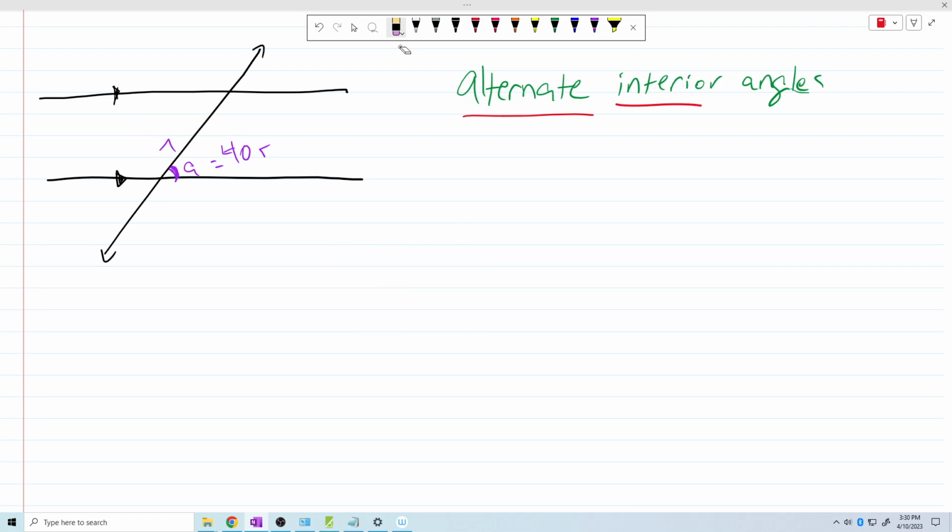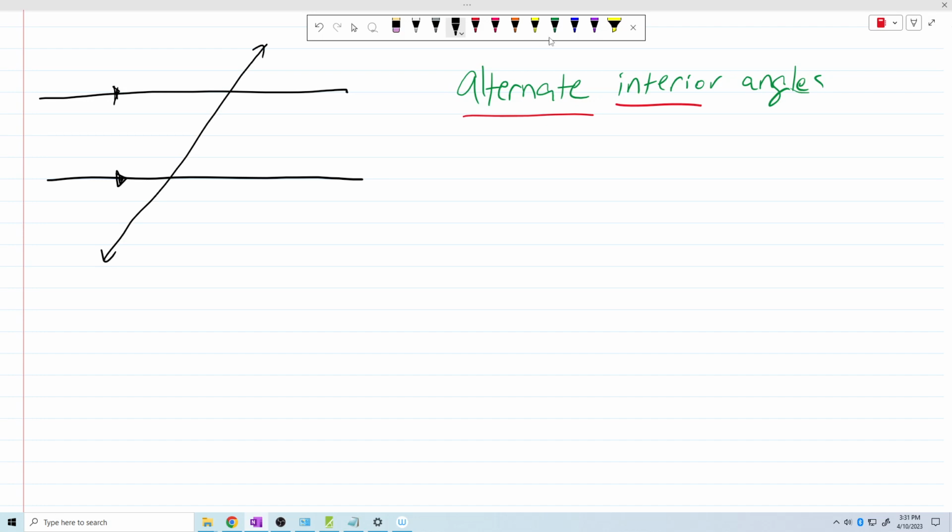Let's move on here. I've got to erase this a little bit. All right. Oh, messed up my transversal. All right. Anyways.